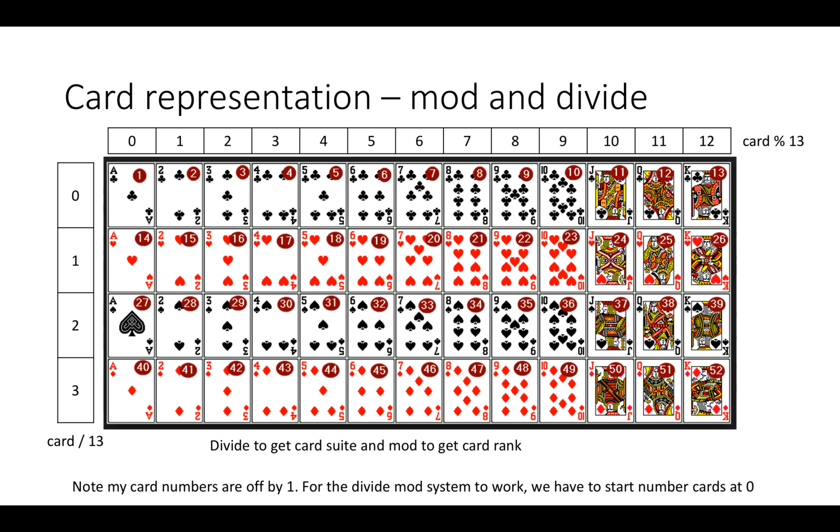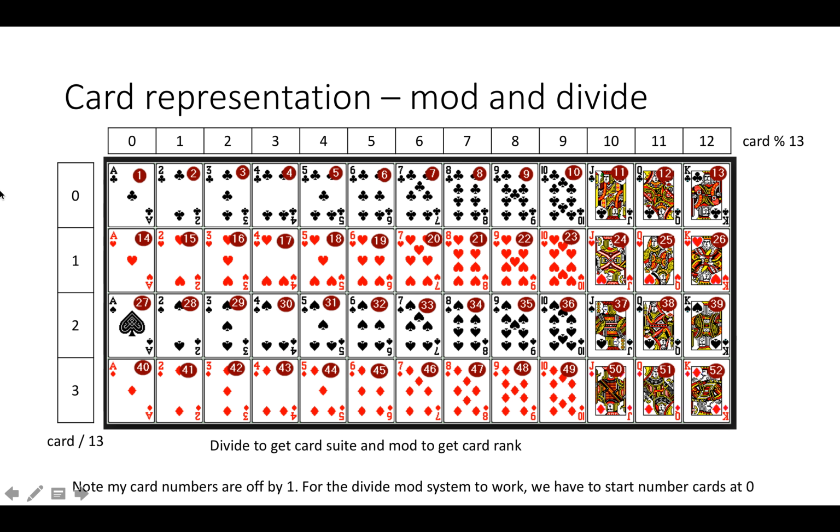So one of the things we can do is, based on the number associated with the card, we can divide and mod that number to get the rank and the suit. If we wanted to get the rank of a card, we can take the card number and mod it by 13. If it's an ace, the result will be 0. If it's a 2, the result will be 1. If it's a 3, the result will be 2, and so on and so forth.